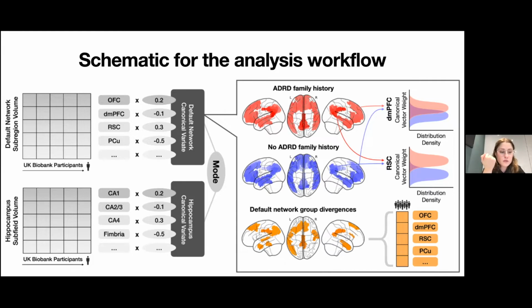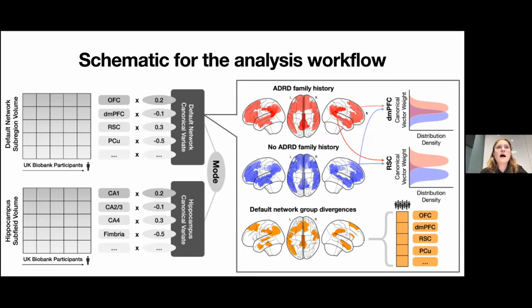So to do so, we use a bootstrap difference test, and we built a non-parametric distribution of group contrast estimate. So over 100 iterations, we shifted the participant sample a little bit and recomputed the CCA solution in participants with and without family history of Alzheimer's disease. And we stored the weight associated with each subregion on each of the 25 modes. So this is what I tried to illustrate here.